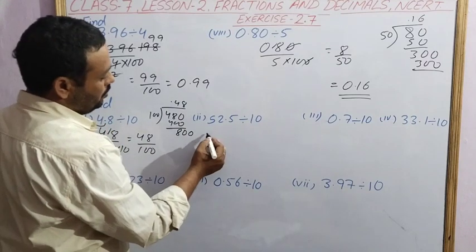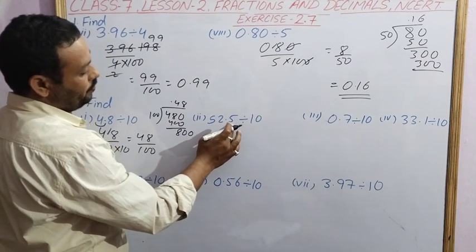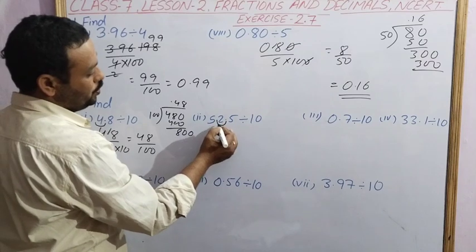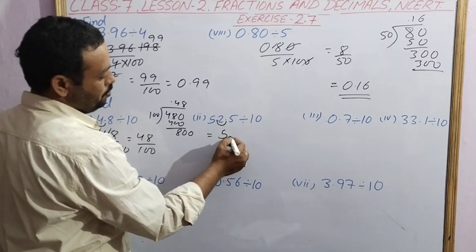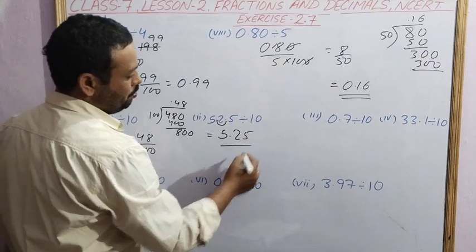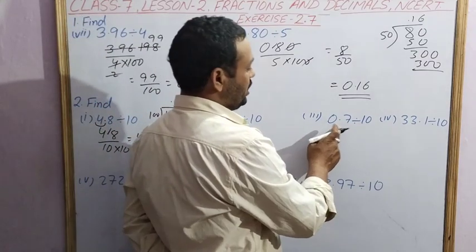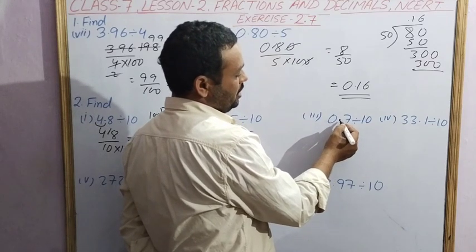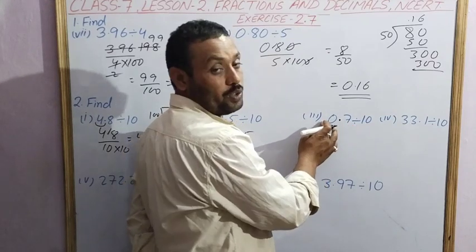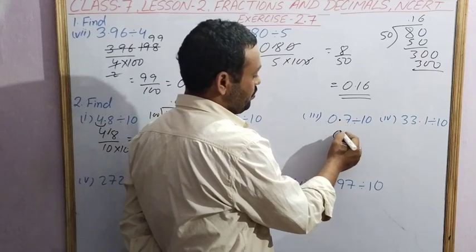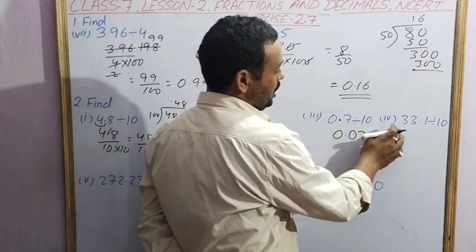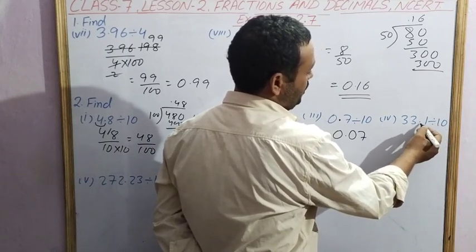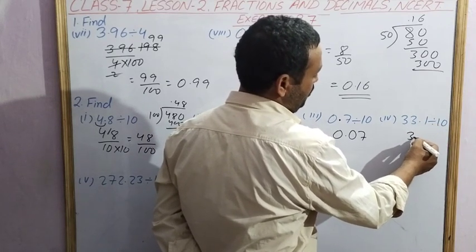So in this one, 52.5 divided by 10. Since there is one 0, the decimal shifts by 1 place to here, that is 5.25. Simple way. Here also the third question is 0.7 divided by 10. The decimal moves 1 digit toward the left, so this becomes 0.07. Question number 4 is 33.1 divided by 10. It shifts by 1 place toward the left, that is 3.31.